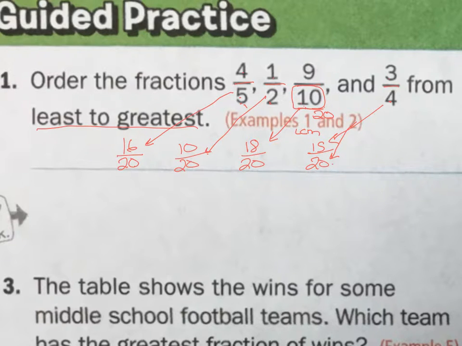So now I think of this as pizzas. So I have a pizza, 20 slices is the whole pizza. Okay, this one has 16 slices, 10 slices, 18 slices, and 15 slices. I want the least. Well, 10 would be the least. 10/20. A little bit more would be this 15, 15/20. A little bit more would be 16/20. And the most would be this 18/20.